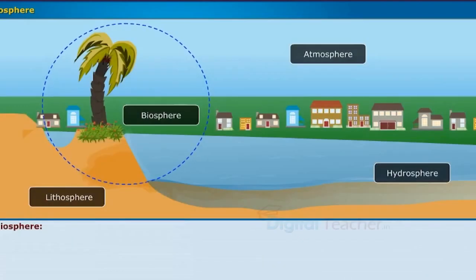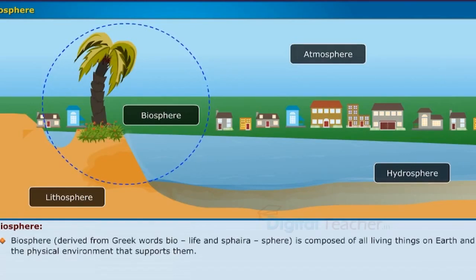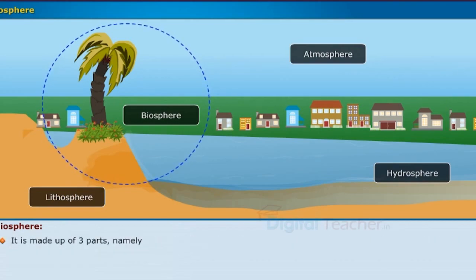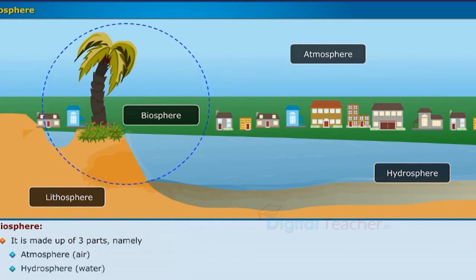Now let us look at the biosphere. The biosphere, derived from the Greek words bio, life, and spira, sphere, is composed of all living things on Earth and the physical environment that supports them. It is made up of three parts, namely atmosphere, air, hydrosphere, water, and lithosphere, rock and sediments.